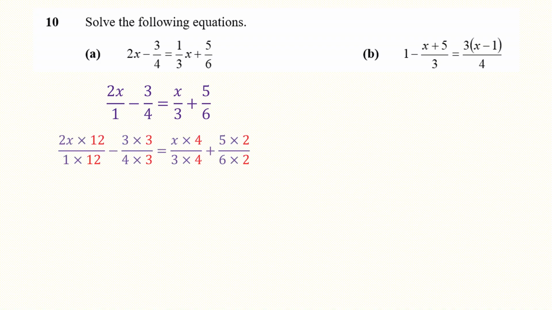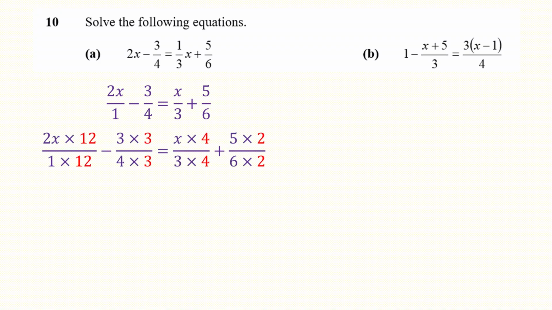And so we would have this. Since now your denominators are the same, we can just compare the numerators. So we would have 2x times 12 gives you 24x, minus 3 times 3, that's 9. So 24x minus 9 equals 4x plus 10. And this is similar to what we've done earlier on. We minus 4x on both sides to find the zero pair, and plus 9 on both sides.